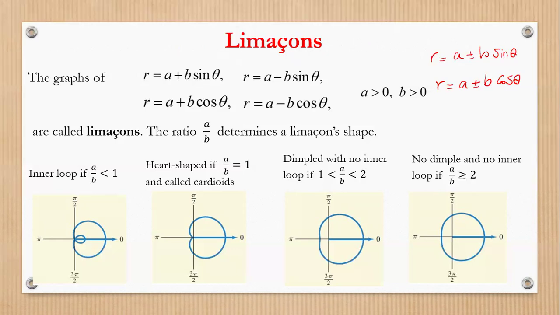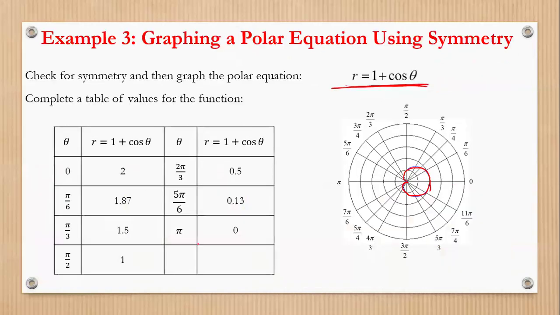For example, if the ratio of a over b is less than 1, which means a is less than b, if a is a number less than b, you will have a Limacon with an inner loop. And you can see that here. If the ratio of a over b, meaning dividing a by b, is equal to 1, you will get a heart shape, like the one that we get in the last example.